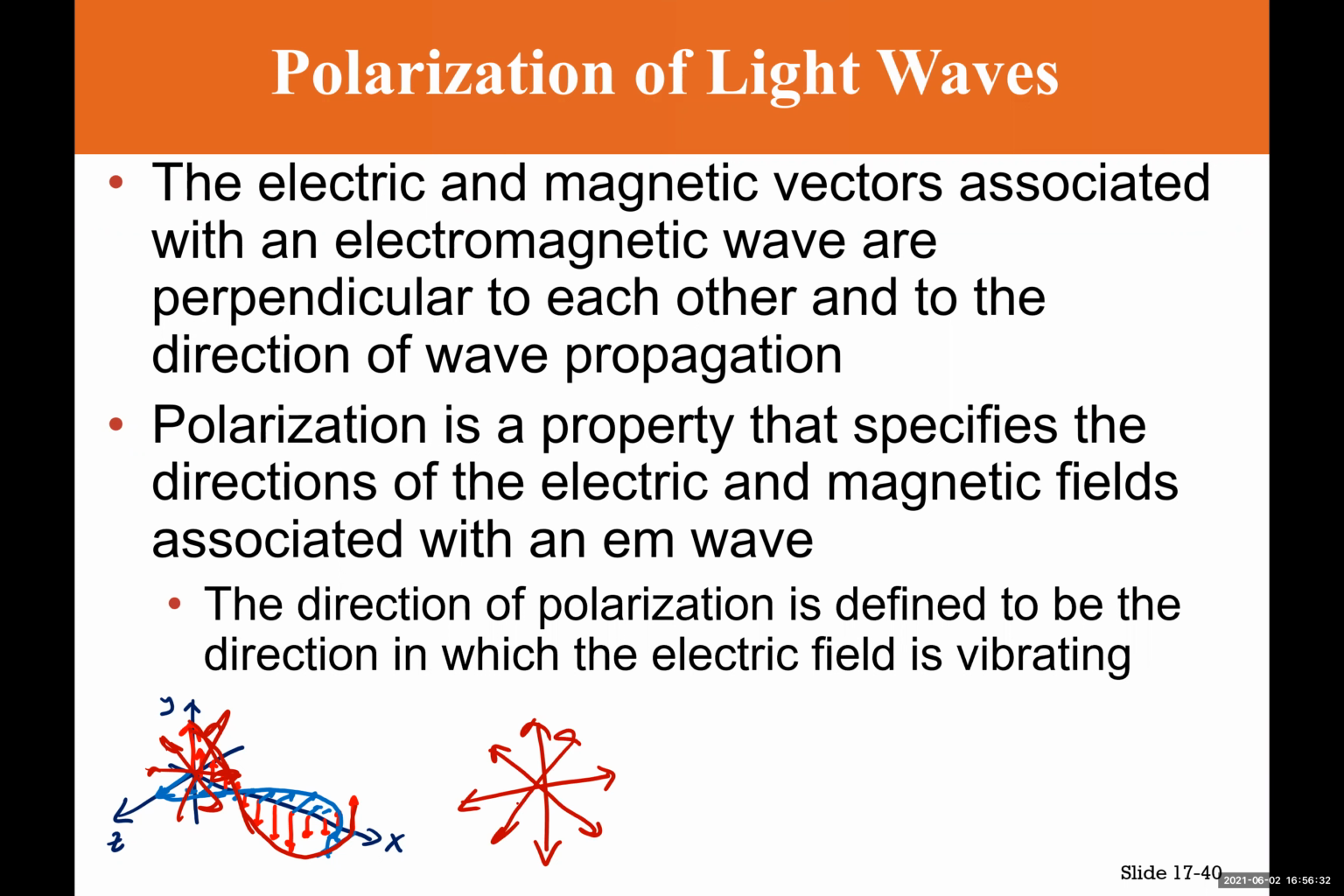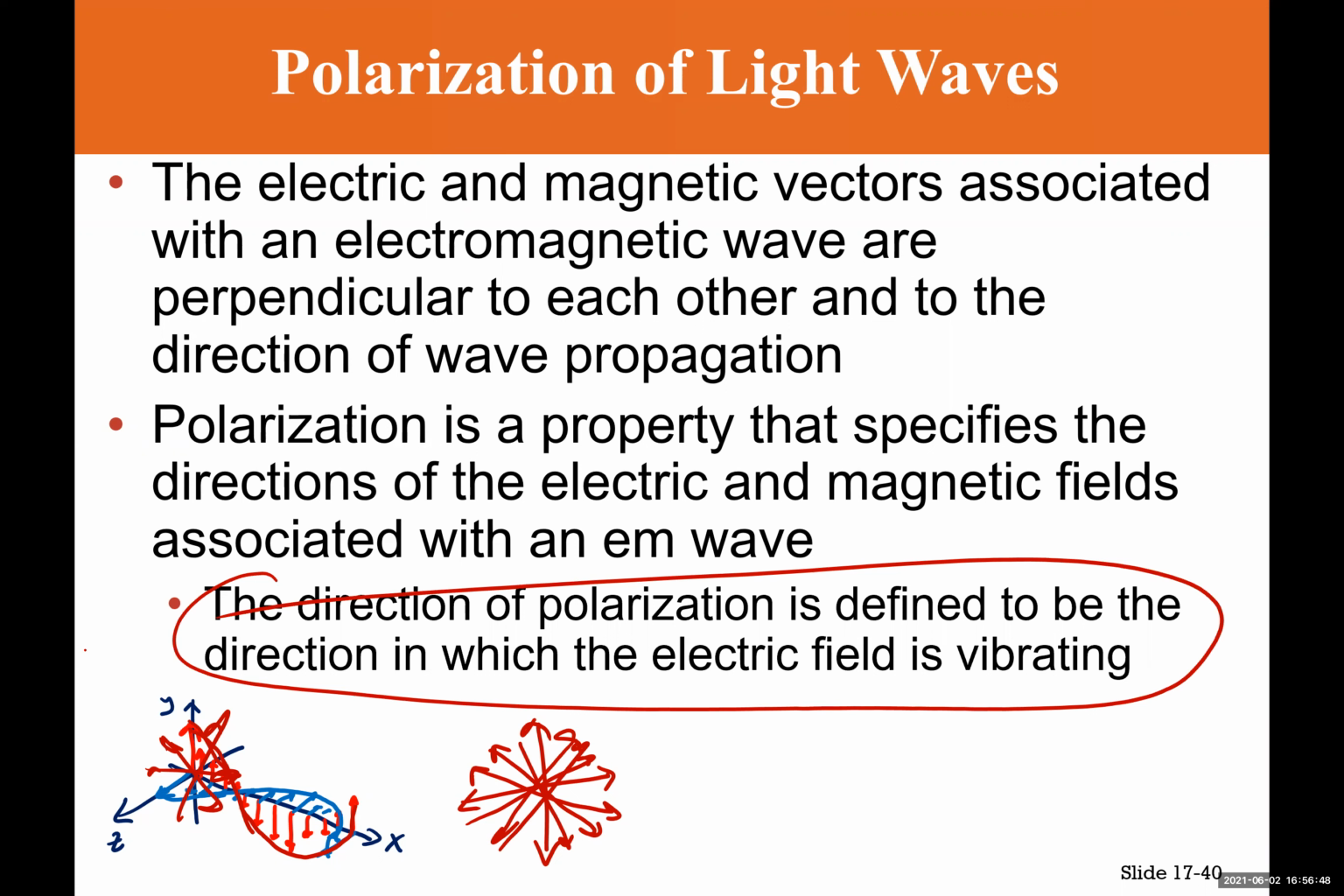So it always has any direction you can think of. And it does one at a time, but it does so fast that when you look at it, you can think of, let's say, at every second it has some kind of direction. So you can have something like this. That means a direction of polarization is defined to be the direction in which the electric field is vibrating. So we can think of it like that.